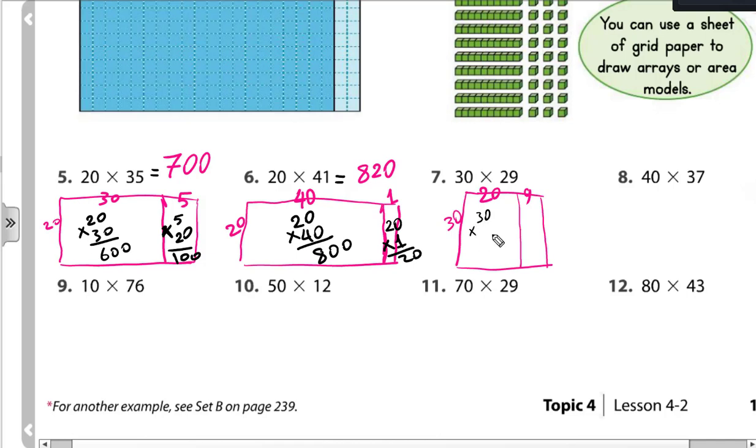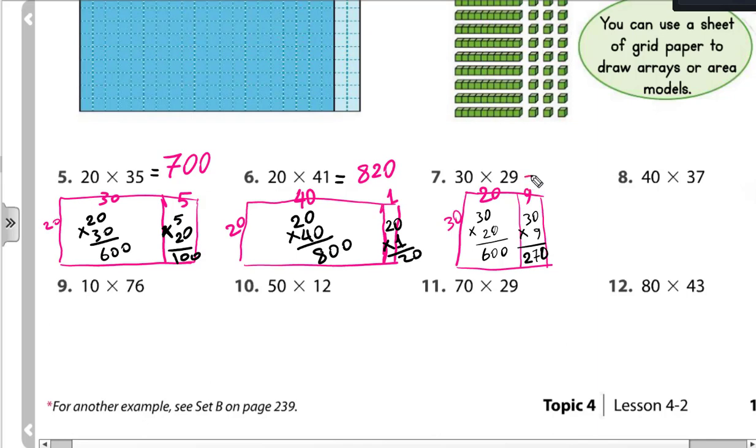30 multiplied by 20. Great, we did this before, so it's 600. And the other part will also be 30, but this time multiplied by 9. 3 multiplied by 9 is 27. Great. And how many zeros do we have? 1 zero. Great.